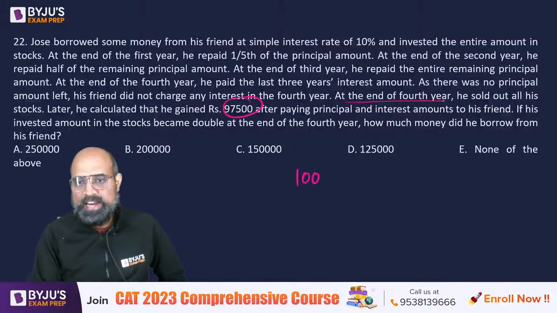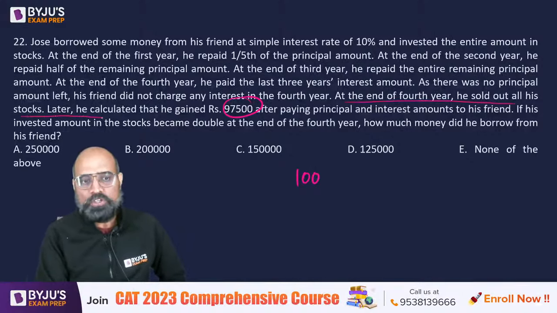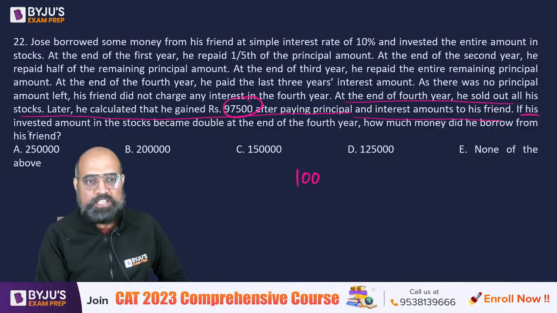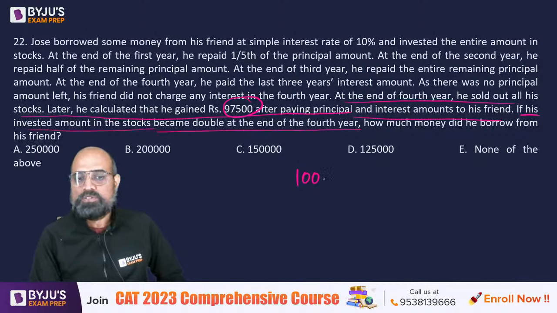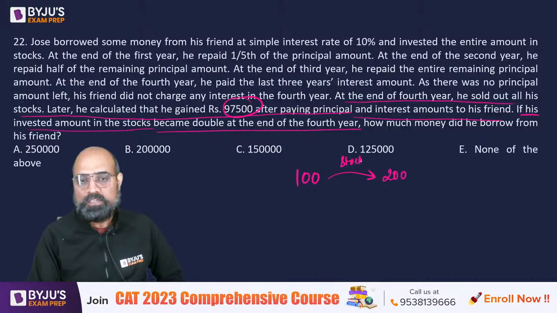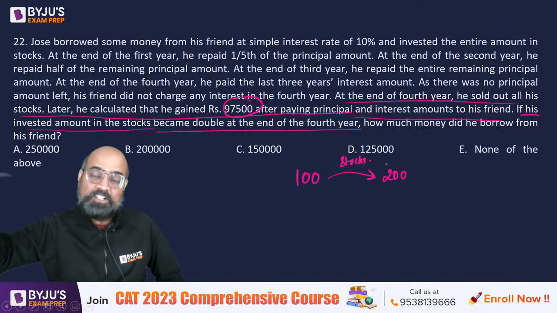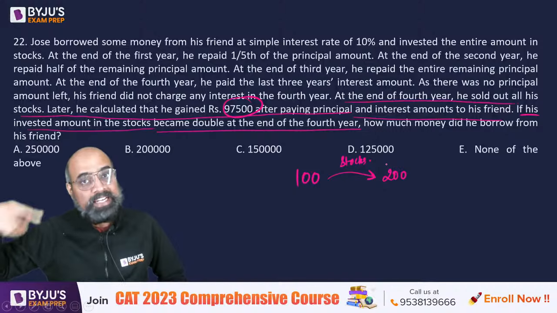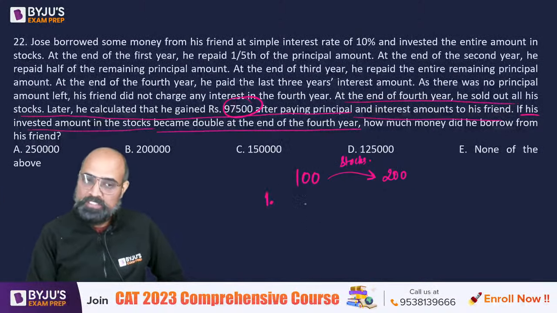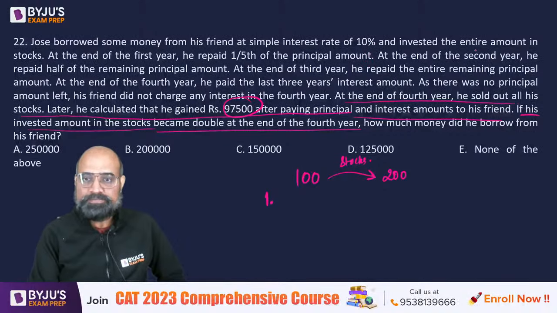And it is given that at the end of the 4th year, he sold all his stocks and he gained this much, right? If his invested amount in the stocks became double, so 100 rupees he took and he invested this and he got 200 rupees. This is from the stocks. But in the meantime, while that 100 rupees was in the stocks getting doubled in those 4 years, in the first year, ये क्या करता है पहले?